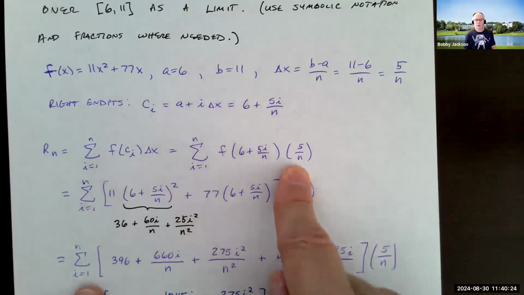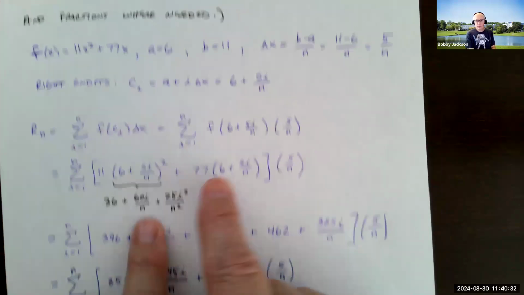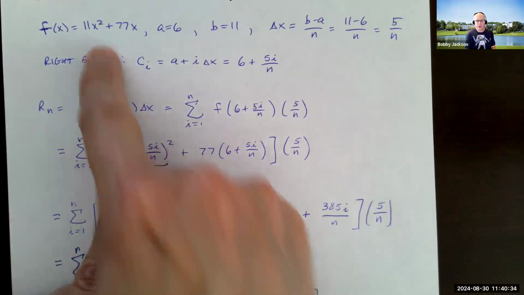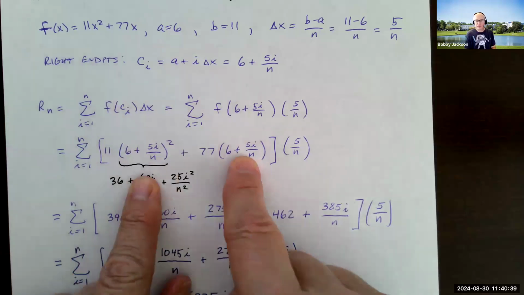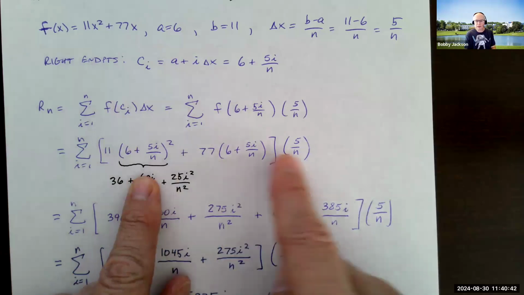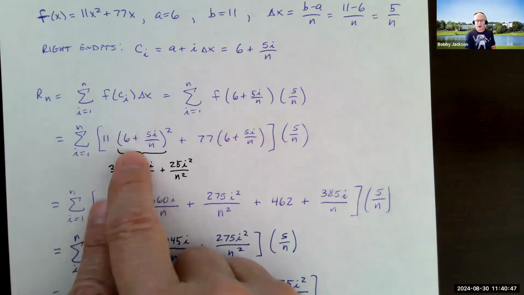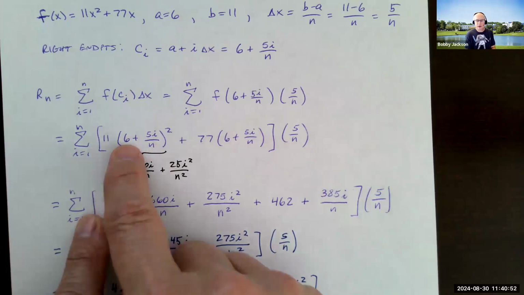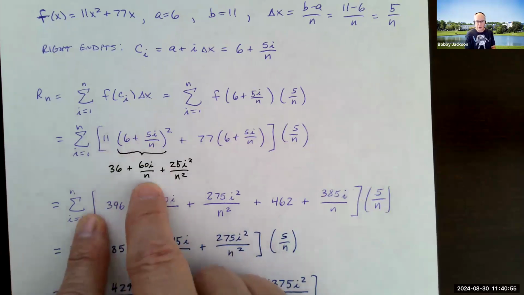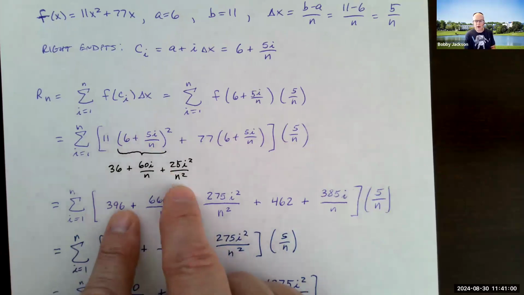So I need to evaluate this, which means plug it into this function. I'm going to replace x with 6 plus 5i over n, and therefore I get 11 times (6 plus 5i over n) squared, plus 77 times x. Again, x is 6 plus 5i over n, and don't forget our delta x out here. Now, be careful if I square this: first times first is 36, the inner and outer give 30i over n, so I get 60i over n when I add those together, and then last times last is 25i squared over n squared. So make sure you FOIL that out.